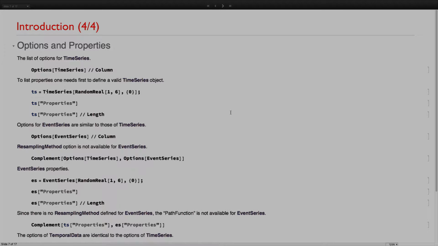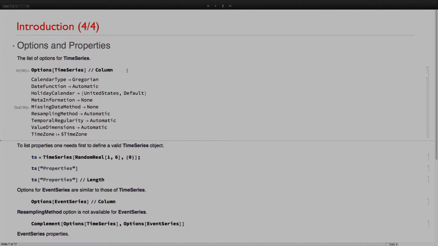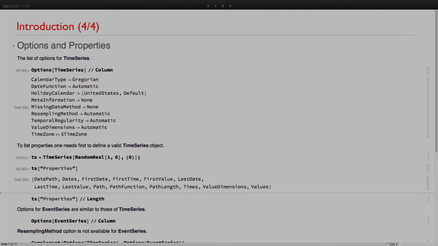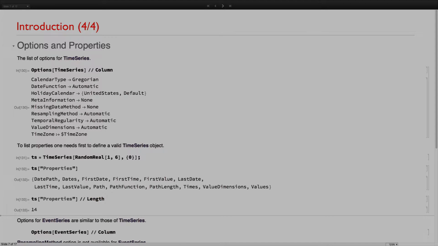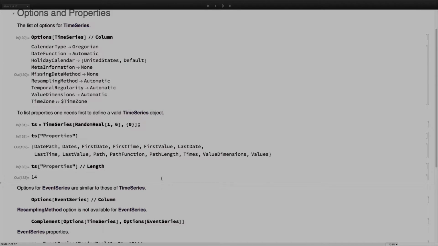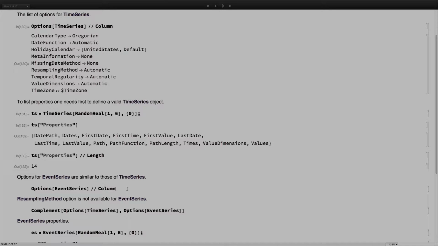Okay. So the last part of the introduction is a little bit on the technicalities of it, but for time series, temporal data and event series, we have options and we have properties. Options can be retrieved by just asking for options on the time series, and you see that most of these options refer to the dates, so they are mostly calendar options. To find the properties of a time series, we really need to define first a valid time series object, and then just ask for properties. And so we have 14 properties that refer to times, paths, and values.